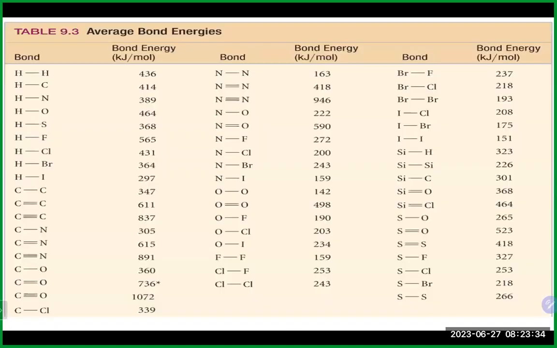So this is a table, for example. You have a similar one in your book. These are the values, which are sometimes referred to as bond enthalpy. You can see the values are different for single bonds, double bonds, and triple bonds. So again, that's why it's important to know what bonds you are dealing with.